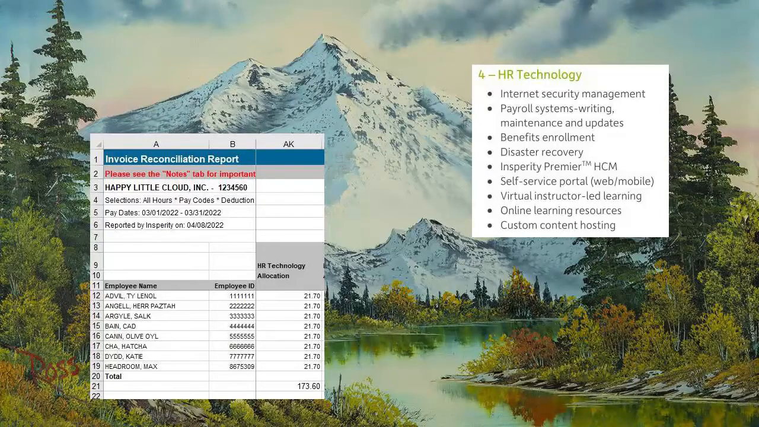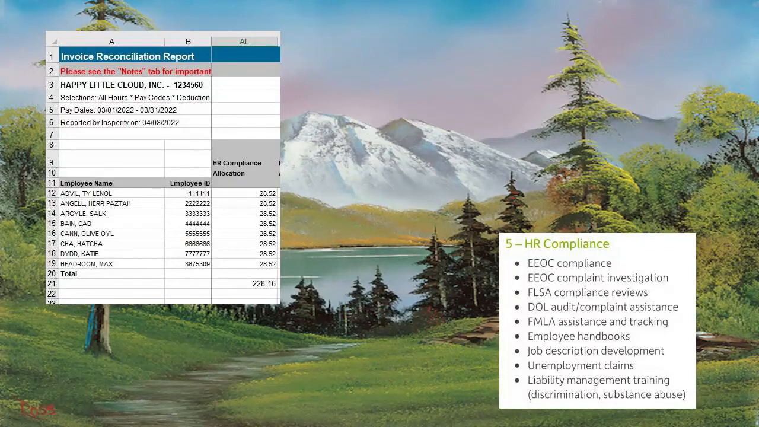Column AK is the HR technology allocation. It's made up of some good stuff like internet security management, payroll systems, benefits enrollment, and disaster recovery. But that's not a happy thing to think about, is it? Be brave. If you're interested in EEOC compliance, EEOC complaint investigation, and FLSA compliance reviews, Column AL is just the right one for you. It's Insperity's allocation for HR compliance. Ain't that fantastic?